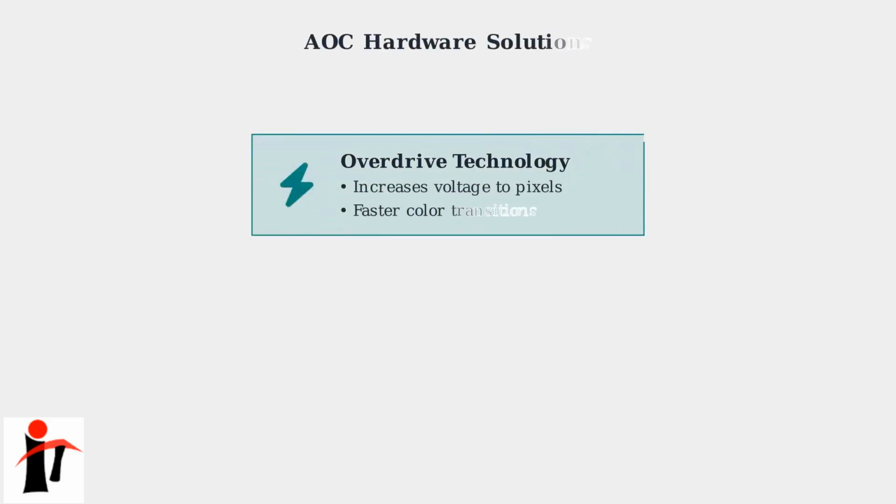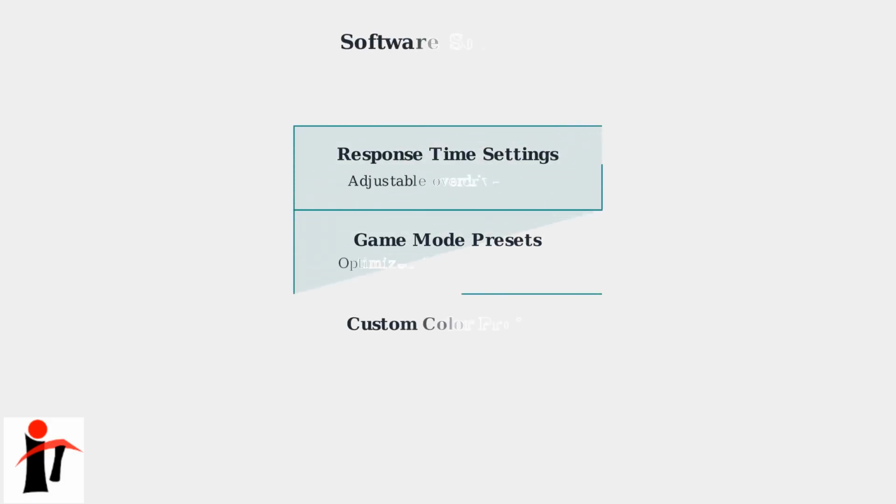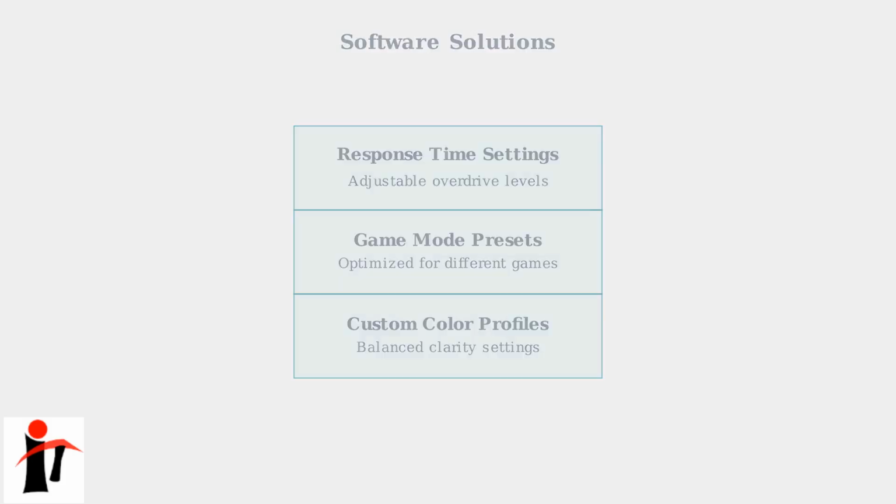AOC monitors combat motion blur through advanced hardware solutions. Overdrive technology increases voltage to pixels, forcing them to change colors faster and reducing response times. Black frame insertion, or BFI, inserts black frames between regular frames. This significantly improves motion clarity by mimicking how CRT monitors work, though it does reduce overall brightness. AOC also provides software-based solutions accessible through the monitor's on-screen display menu. These include response time settings, game mode presets, and custom color profiles.